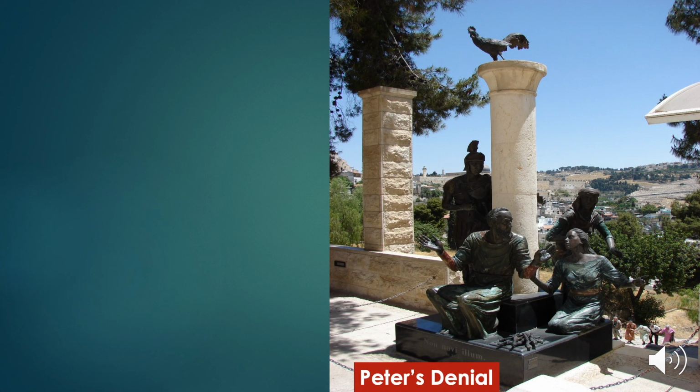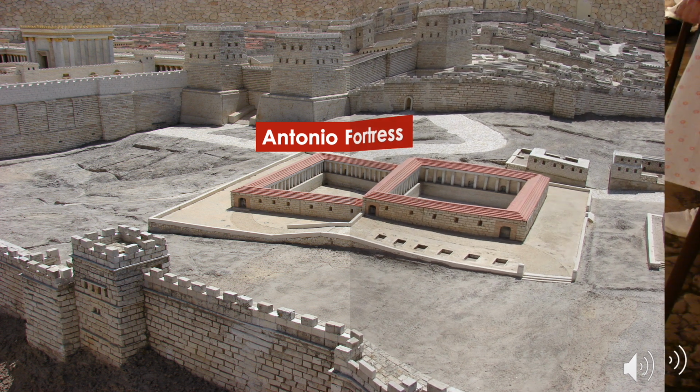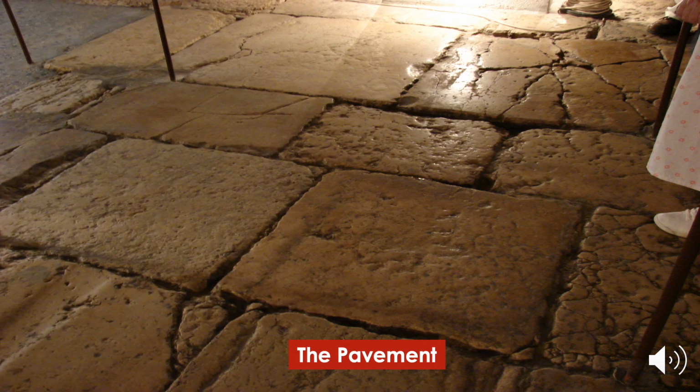A depiction of Peter's denial, along with the rooster, Roman soldier, and the maiden. A model of the temple and the Antonia fortress. The pavement where Jesus stood trial before Pilate. Some of those stones may be the original ones.